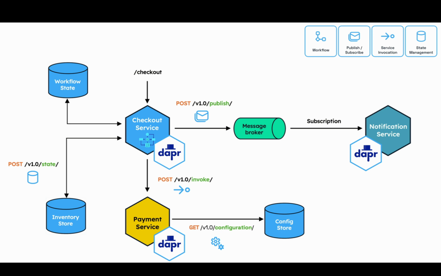The payment service uses the configuration API to retrieve a configuration item, which will determine if the payment should return successfully or unsuccessfully. This is useful for demo and testing purposes. In the conductor dashboard, we'll see 4 Dapr components: one for the workflow state store, one for the inventory state store, one for a message broker, and one for the configuration store.